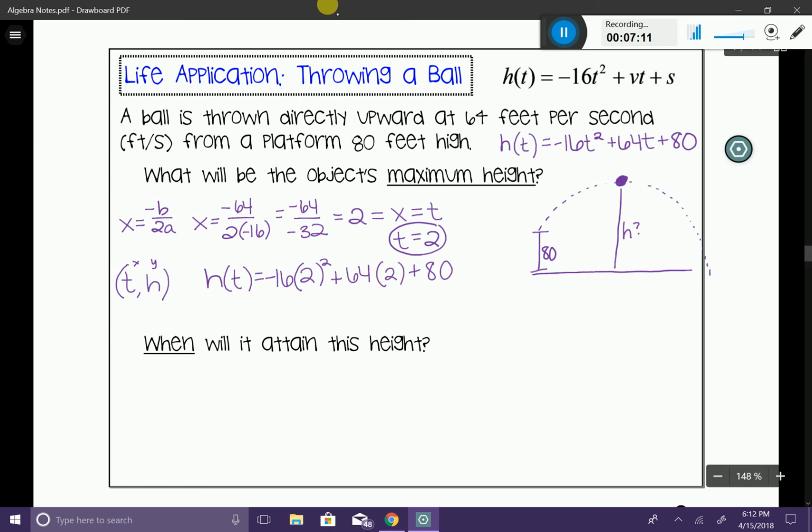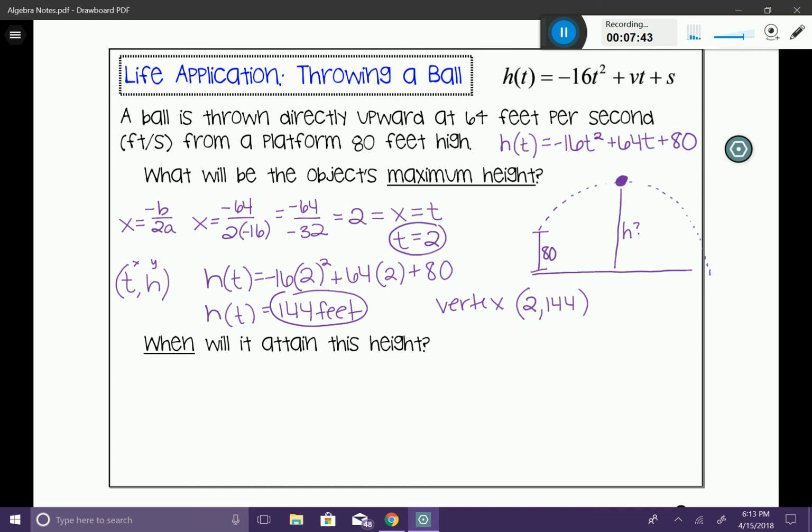I get that h of t is equal to 144. Now, 144 what? 144 feet. This is how high the object is going. So technically, I could say that my vertex is my maximum height, which is going to be, after 2 seconds, it will reach 140 feet. I'm sorry, 144 feet high. That is going to be my maximum height. So it kind of answers number 2 for us.